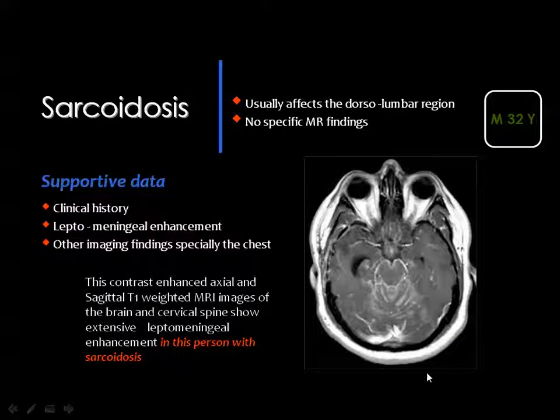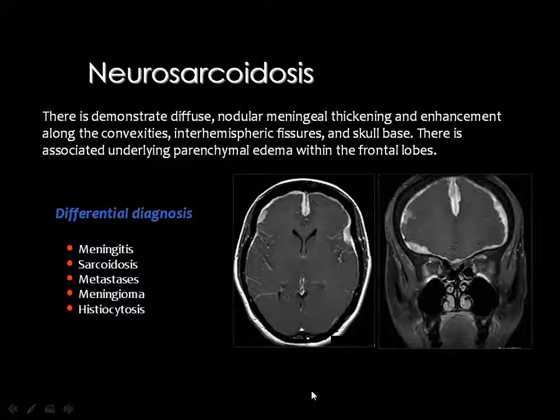Then you see here, after injection of contrast in this T1 weighted MR image, leptomeningeal enhancement in the cerebellar folia, as well as in the basal cisterns around the brainstem, as well as in the suprasellar area. This leptomeningeal enhancement is not specific for sarcoid, and you reach the diagnosis of sarcoid by the clinical history and other imaging findings, especially in the chest. And leptomeningeal enhancement has a long list of differential diagnoses.